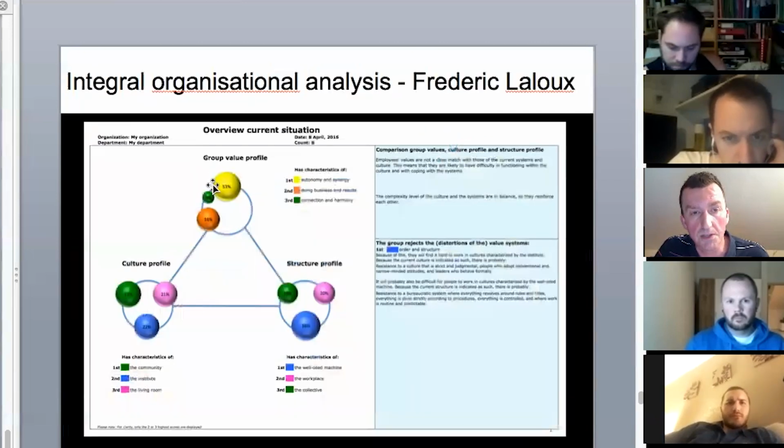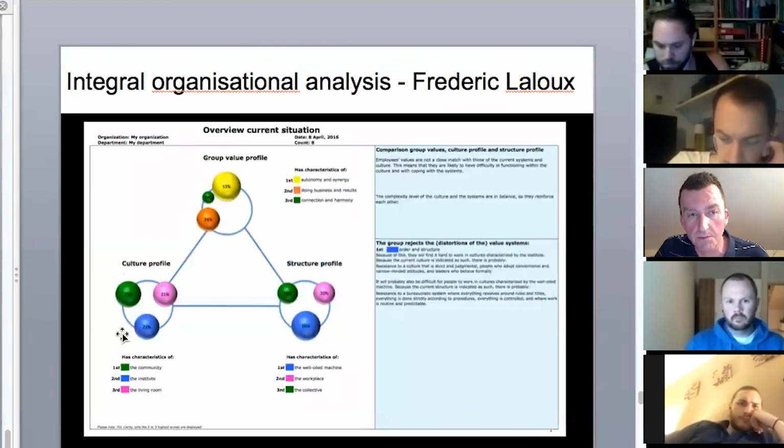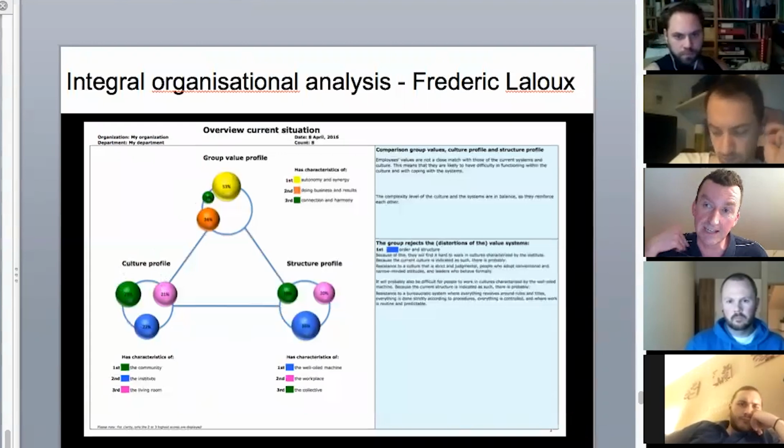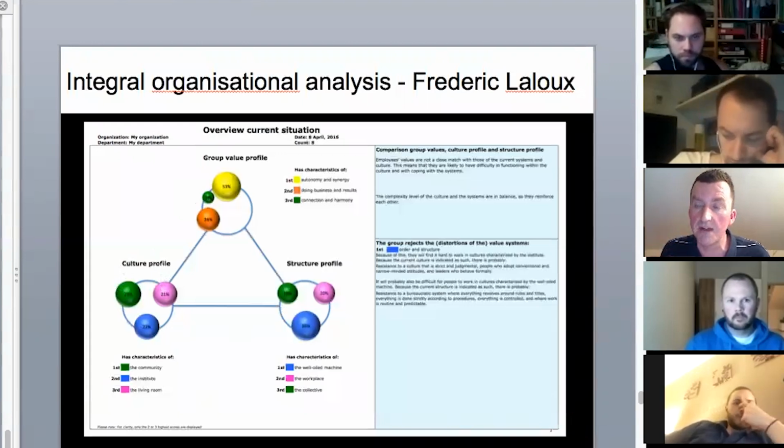And then you can also do these things, so we can look at group values put together in organizations, and then how they interact with the culture and the structure of the organization. So we're starting to do organizational development from interior stages and structures of consciousness, which means we can save masses in finance, time, and wasted energy within systems.